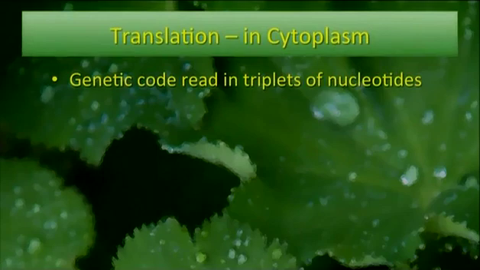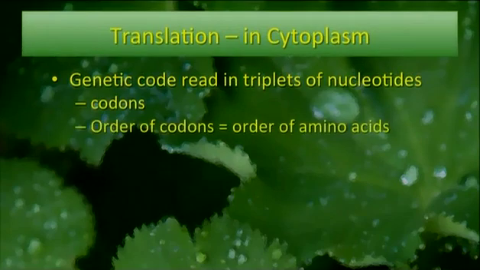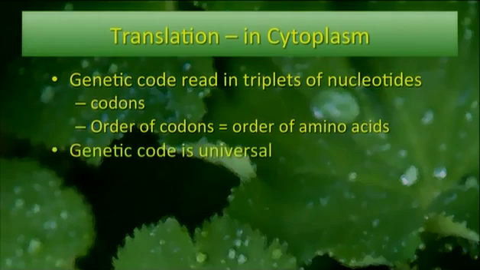The genetic code is read in triplets of nucleotides called codons, and the order of the codons equals the order of amino acids. One of the things that's important to remember is that the genetic code is universal. Everything from bacteria all the way to the highest level of organisms has the same genetic code. So the tRNA is like a translator.